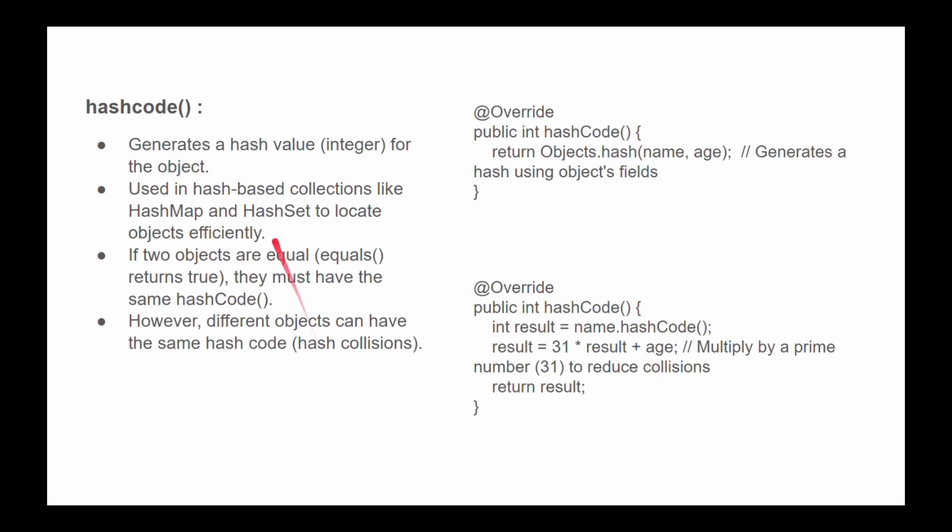Here the basic rule for equals and hashCode is, if objects are equal, then their hash codes should be equal. If hash codes are equal for two objects, then they might not be equal. This is about the exact working of equals and hashCode.